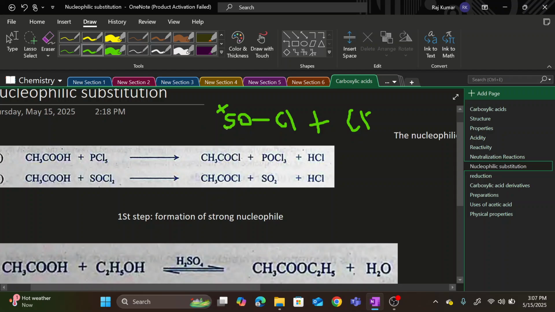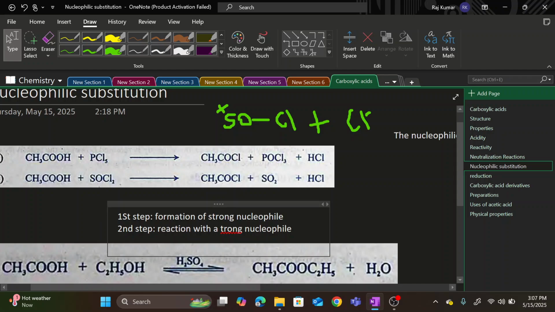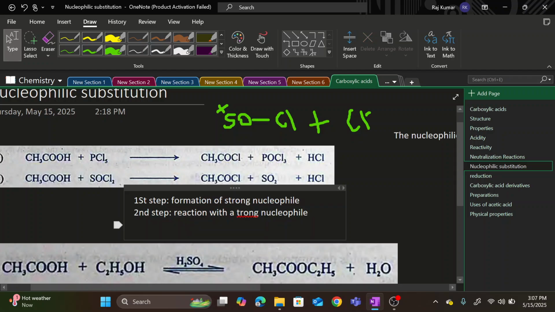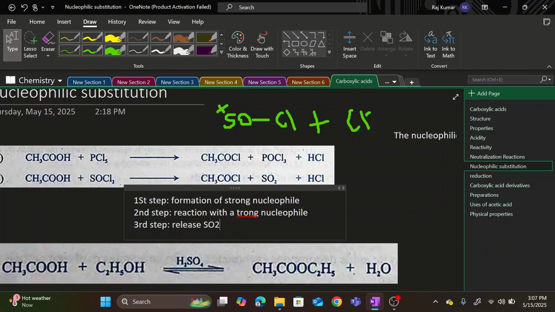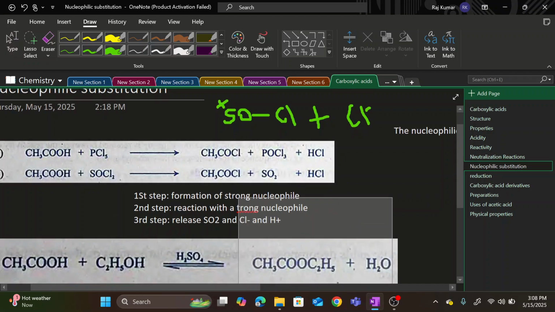That adduct in the second step reacts with the strong nucleophile. So the second step is the reaction with the strong nucleophile. And right after the reaction with the strong nucleophile, we'll get a very unstable intermediate. This unstable intermediate in the third step will release a sulfur dioxide molecule, and chloride ion and protons. The chloride and proton will combine together to form HCl, and sulfur dioxide and HCl vapors would be evaporated.